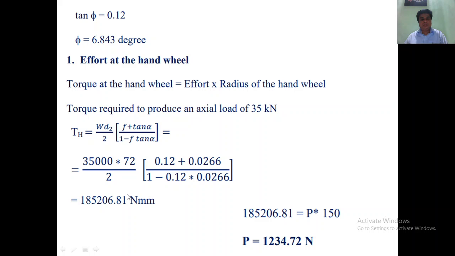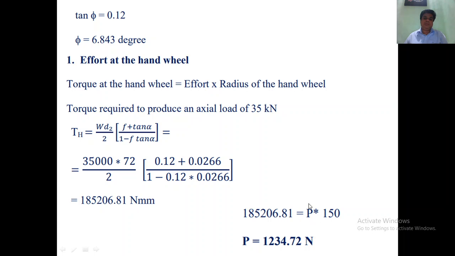So once you know this, this is a torque. The torque is nothing but the load applied times the radius of that anvil. It is 300 mm diameter, so the radius will be 150. So torque is known from this equation.